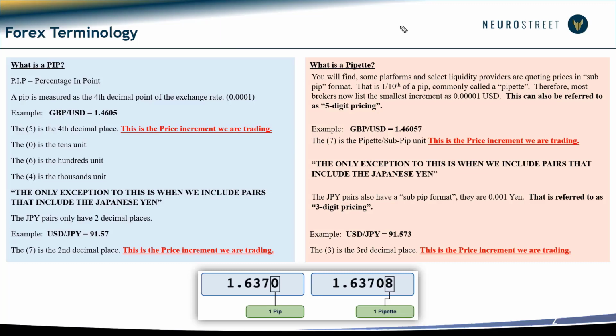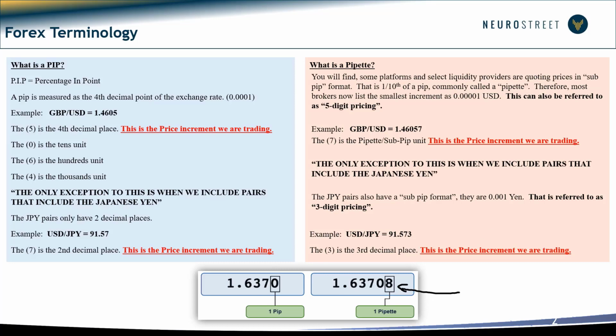The 7 is the sub-pip pricing that we're actually talking about. The only exception is when we include the Japanese yen, like we were just explaining, and that would mean we'd have an extra decimal, which is a 3rd digit pricing. So if we're looking at the dollar yen, it'd be 91.573. And this 3rd decimal place is the pipette that we're talking about. So you can see here, this would be considered the pipette over here.